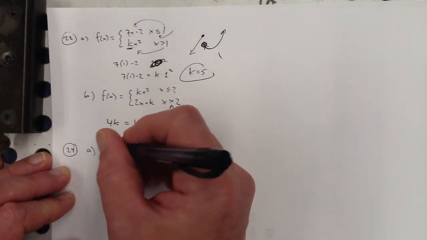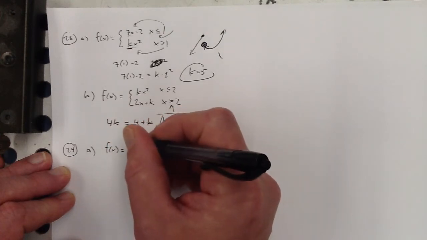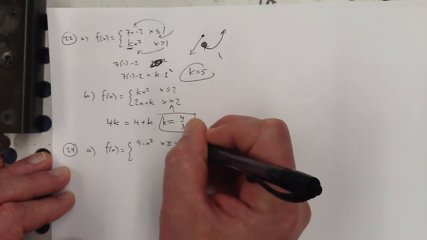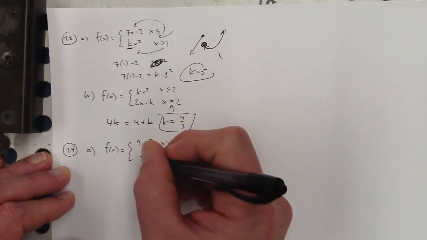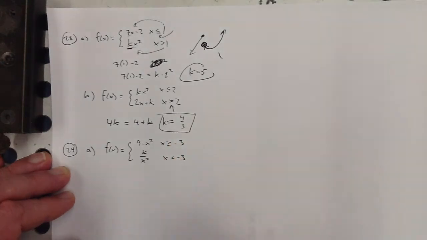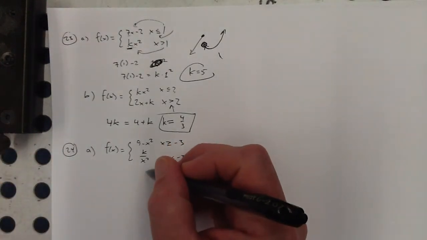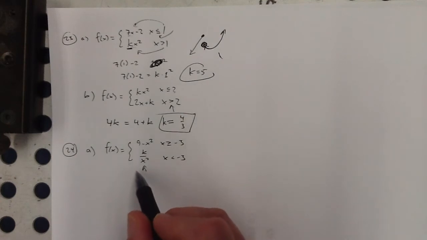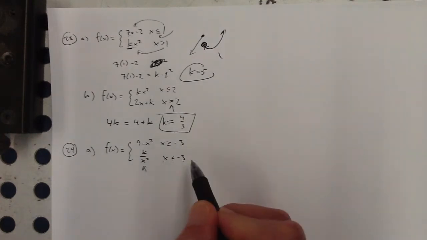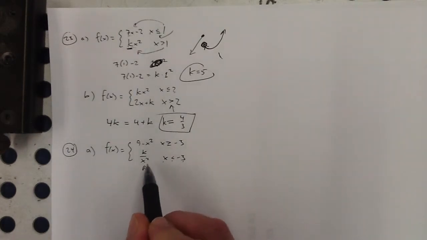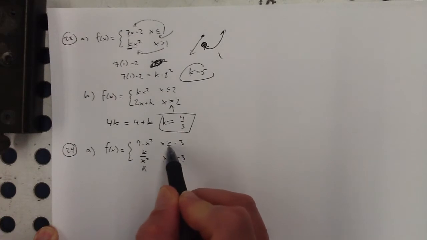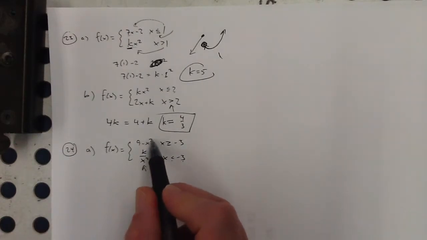So here, let's see what we got. I got f of x is equal to 9 minus x squared when x is greater than or equal to -3, and k over x squared when x is less than -3. Now this has issues here with the 0 when x is less than -3. Oh, but we're okay because if you're plugging 0 into this, you're not going to be using this anyway. You're going to be using, because 0 is greater than or equal to -3, you're going to be using this piece.